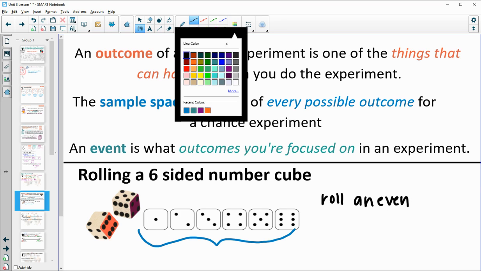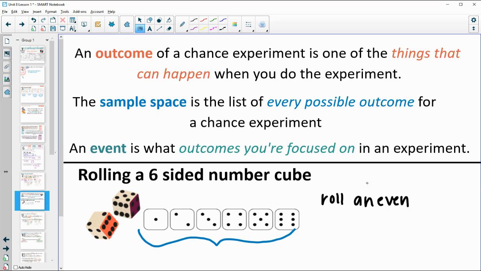And the outcomes are going to be the even numbers, which would be 2, 4, and 6. Those are the outcomes of this event. And the sample space is still 1 through 6, what could happen, versus our event and what the outcomes are of that event.